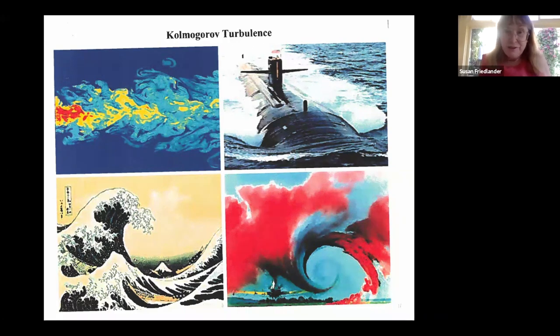Richard Feynman described turbulence as the most important unsolved problem in classical physics, and it is still an unsolved problem. So what I will be talking about is some very specific results that have been obtained and give you a little background, but of course, this will not be covering the whole of this important issue.